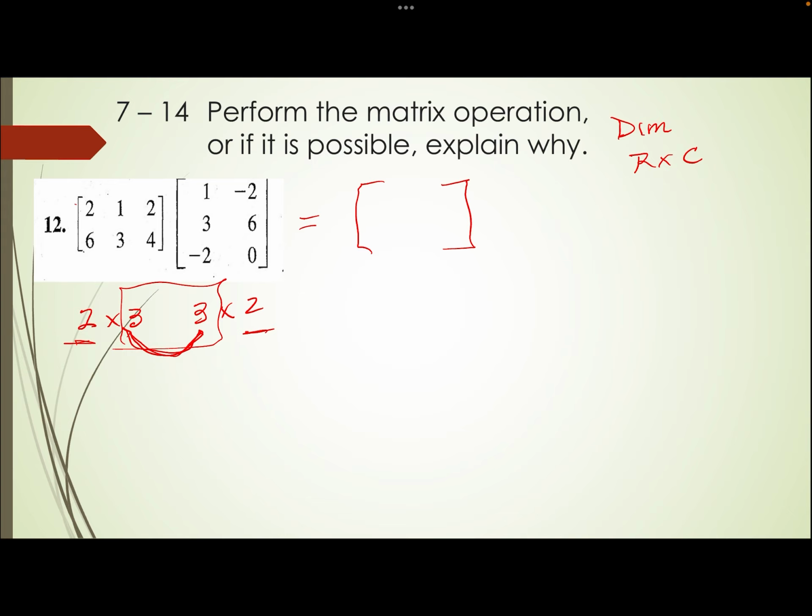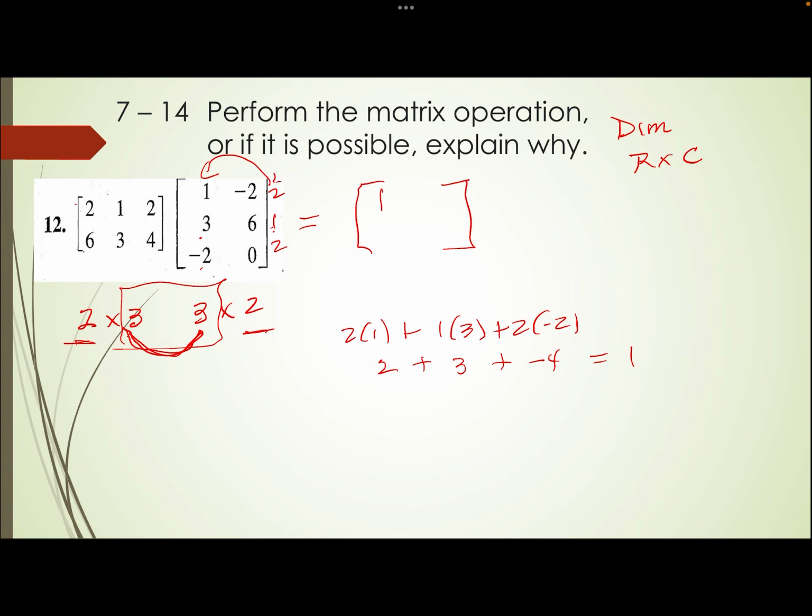So let's try this. So I take 2, 1, 2 and put it right here. And then I distribute it through. And I do 2 times 1 plus 1 times 3 plus 2 times negative 2. Do you see where I got that from? I took this 2 and did it with the 1 and then the 1 with the 3 and the 2 with the negative 2. And then I take all these products, 2 plus 3 and negative 4, and put it all together, and I get 1. So that goes in the first row, the first column.